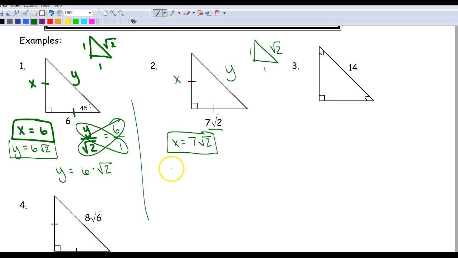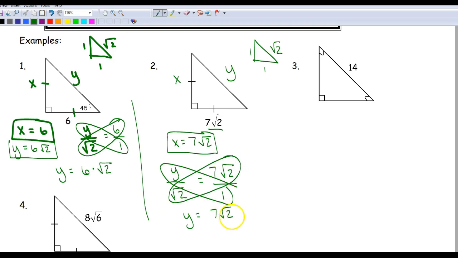Y is the only thing that we need to set up a proportion for. Y matches up with root 2, and then 7 root 2 matches up with 1. Make sure you use the same triangle on the top for both fractions. Now we're going to cross multiply. Y times 1 is Y. And then we have 7 root 2 times root 2, so the upper right times the lower left. When we multiply these, remember you can only multiply numbers that are both under the square root together. So the 2's can be multiplied together. The 7 can't really be multiplied by anything.